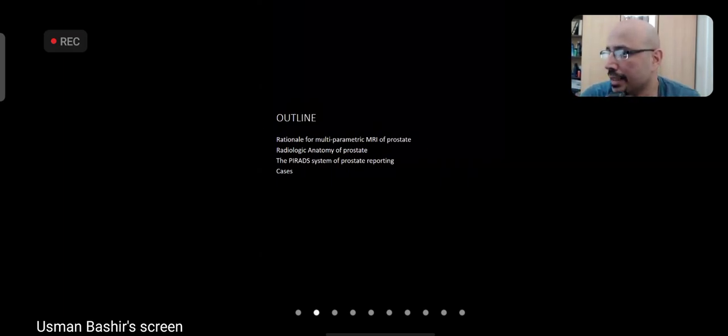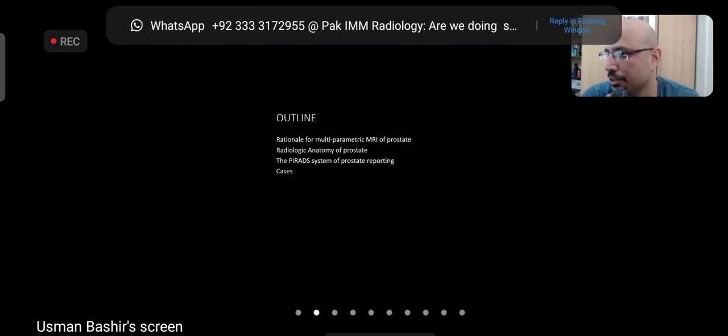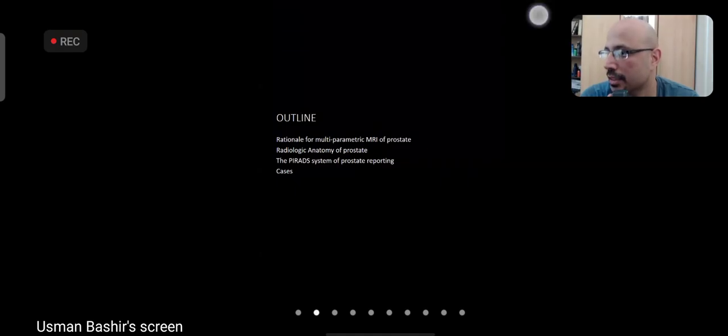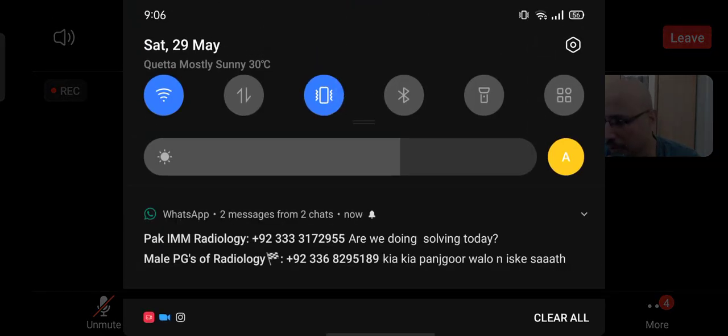So the PI-RADS system is basically a bit like BI-RADS for breast. The PI-RADS system is designed to assign a risk grade to what we see on the prostate scan and so on.